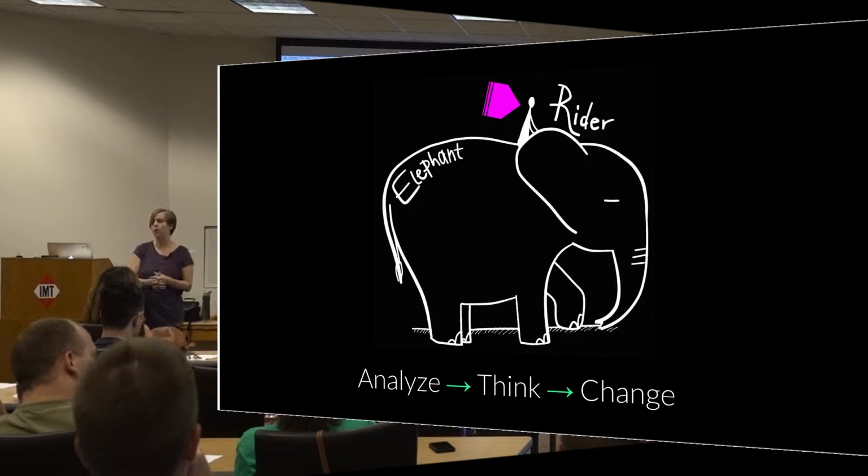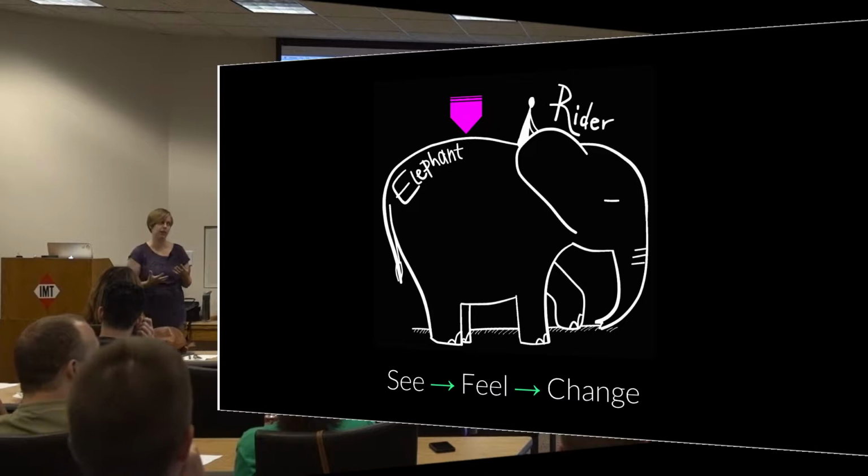But this is a very rider-centric model and isn't really reflected in social psychology. So instead, what tends to happen more often is people see a problem or solution firsthand, they feel something, and then they are motivated to change. And so this is where vision types become very powerful tools for designers.